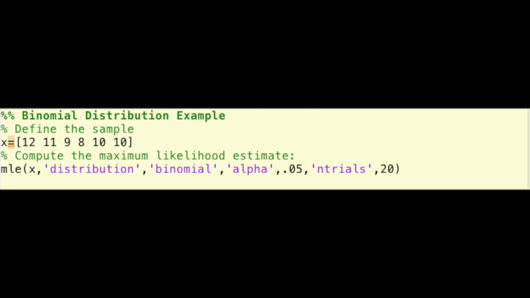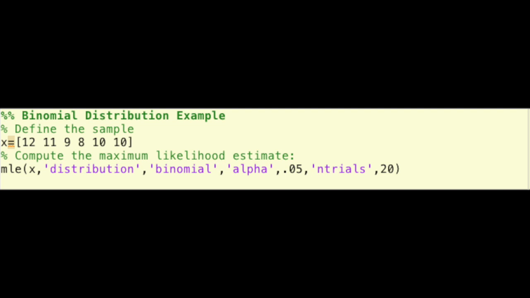So we perform that experiment 6 times, and in those repeated experiments, each time we find that there were 12 preferred outcomes, 11 preferred outcomes, 9, then 8, then 10, then 10. We form that data into an array that we set equal to the variable x. Then we go about estimating the parameter p.